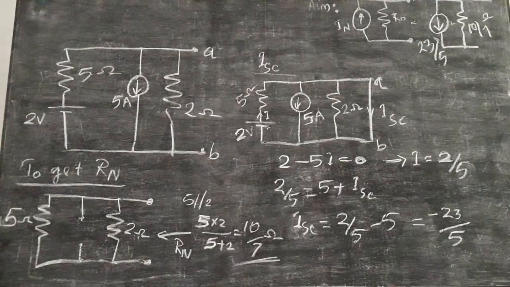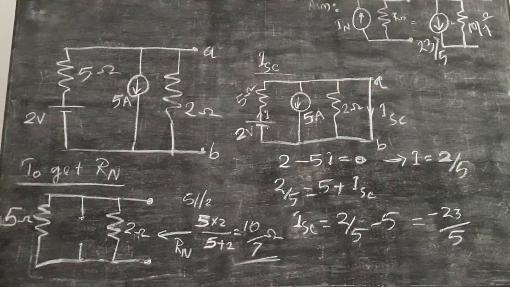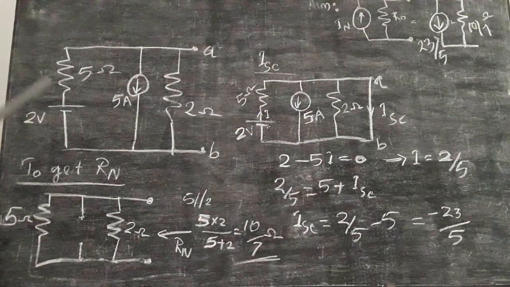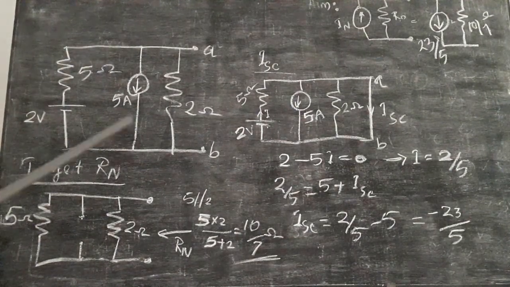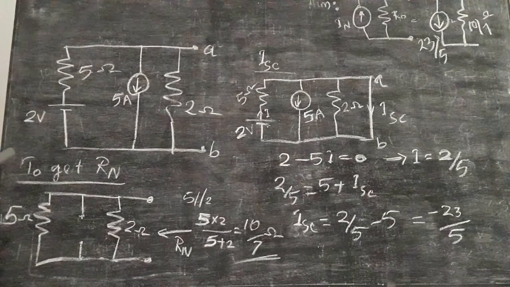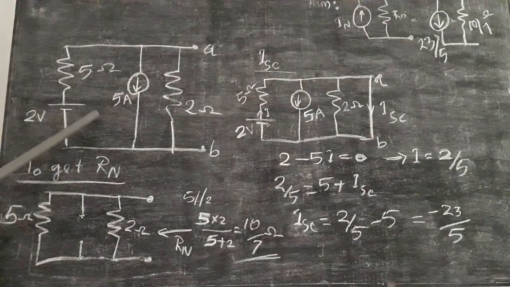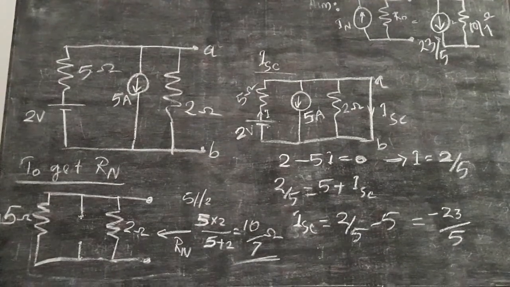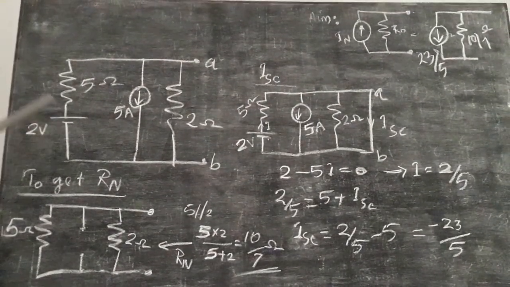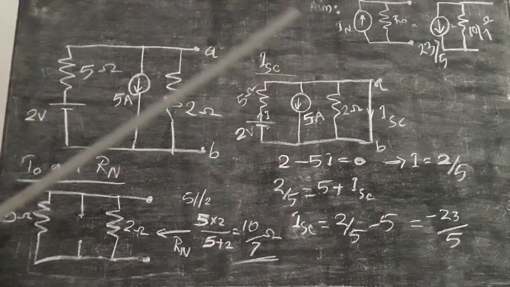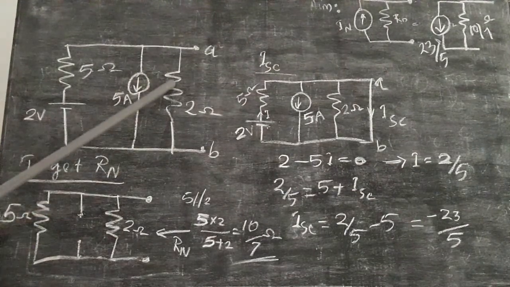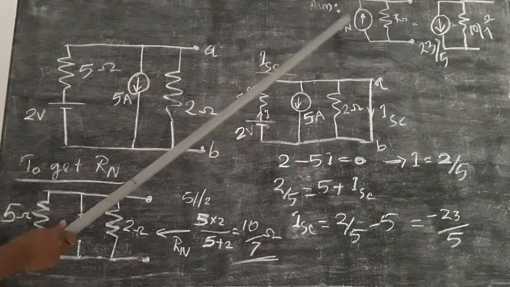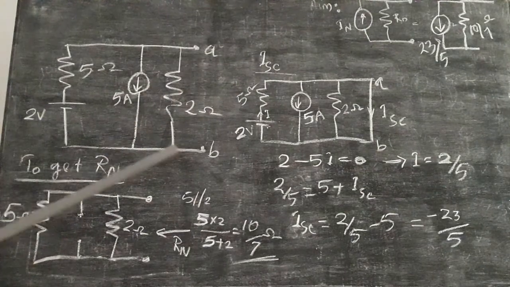Here we are discussing the Norton theorem. To get the Norton equivalent of this circuit, this circuit has no dependent source. So, let us see how we can calculate the Norton equivalent circuit. Our aim is to get the current source equivalent to this circuit, that is, the Norton equivalent current and Norton equivalent resistance.